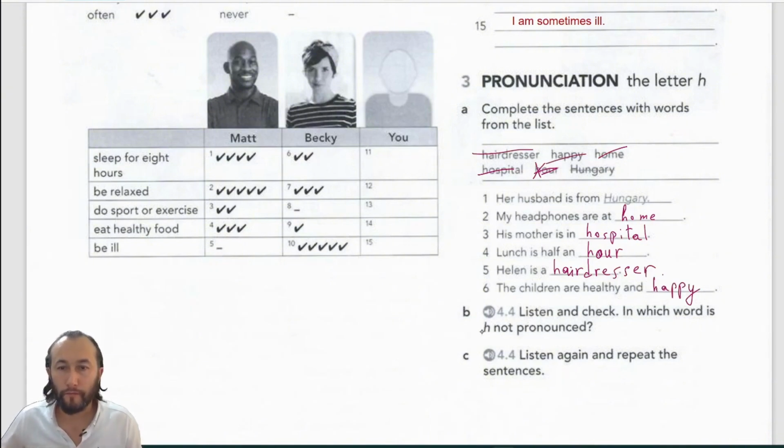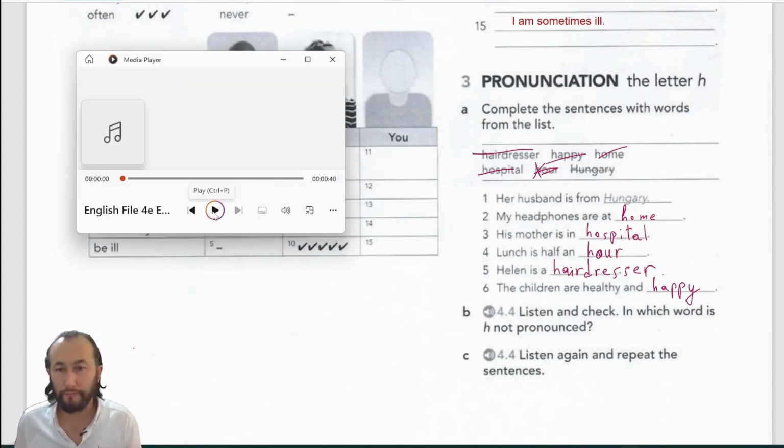4.4. 1. Her husband is from Hungary. 2. My headphones are at home. 3. His mother is in hospital. 4. Lunch is half an hour. 5. Helen is a hairdresser. 6. The children are healthy and happy.